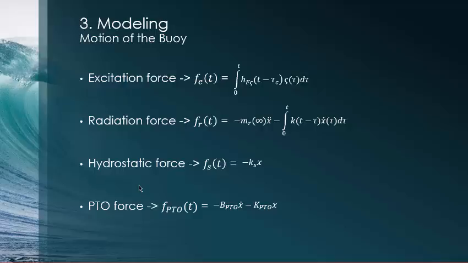Hydrostatic force is given by minus ks x, where ks is the hydrostatic stiffness and x is the displacement of the BOI from its equilibrium position. For ease of modeling, the PTO was considered to be linearly damped and was represented by this equation. Here, FPTO is equal to minus BPTO x dot minus KPTO x, where BPTO is the PTO damping coefficient and KPTO is a constant. However, this is not a realistic representation of actual PTO systems.